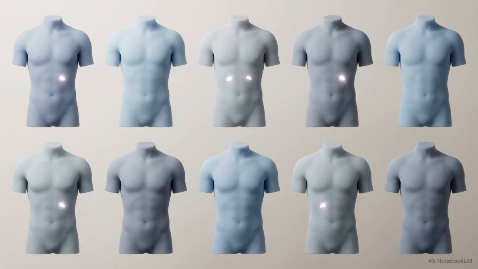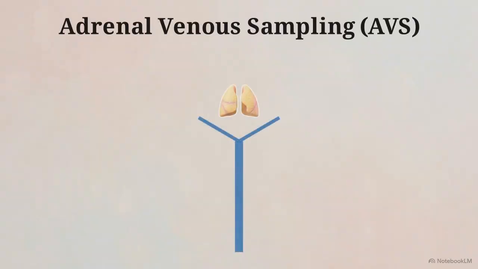Non-functioning adrenal incidentalomas are highly prevalent in the general population. A nodule seen on a scan may have absolutely nothing to do with the hypertension. Therefore, adrenal venous sampling is absolutely mandatory before any surgical intervention. A catheter is threaded into both the right and left adrenal veins to measure the hormone concentration gradients directly.